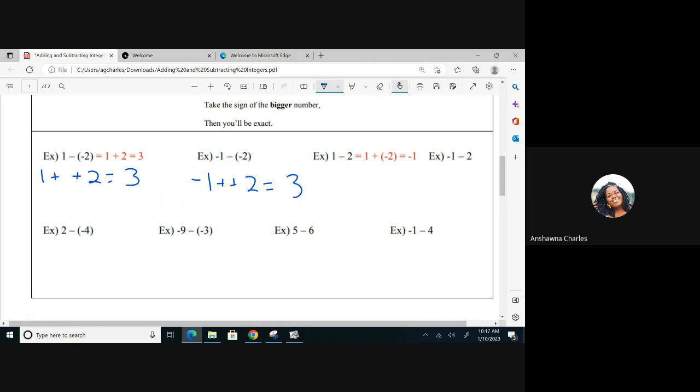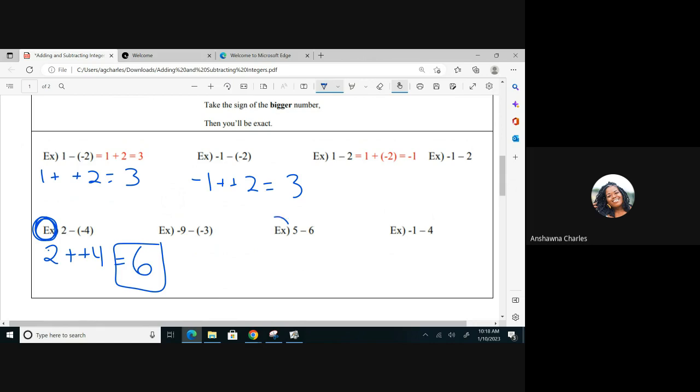Okay. Try this one without me first. Do keep, change, and then see which addition thing you need to do. Keep, change. So you should have had 2 plus positive 4, right? So that's what he gave me. Okay. That's simple. Keep, change.